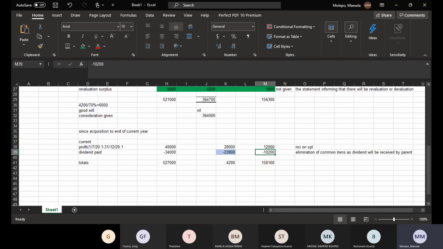Then we go to our SPL, which will be our statement of profit and loss. In the statement of profit and loss, we have the gross profit. Now here you're going to focus on things that happened from the subsidiary's point of view. You're going to only focus on things that happened post-acquisition. So it will be the total of the parent plus the post-acquisition of the subsidiary.